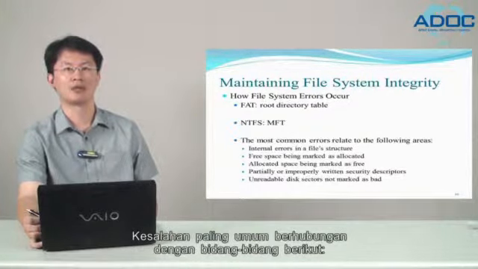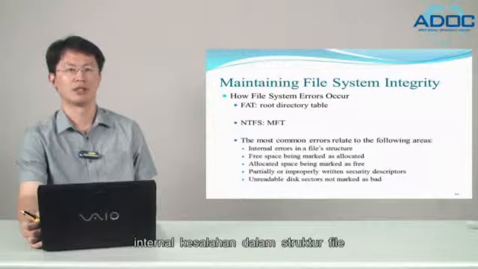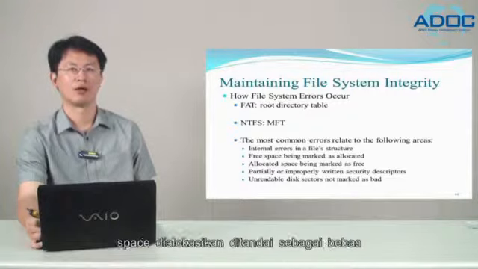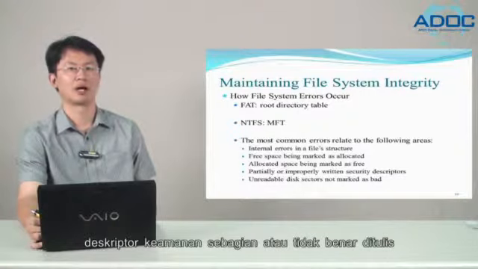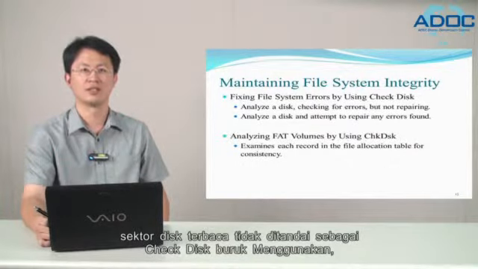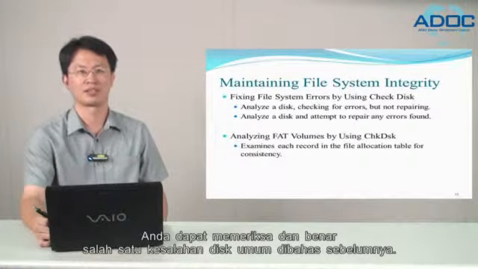The most common errors relate to the following areas: internal errors in the file structures, free space being marked as allocated, allocated space being marked as free, partially or improperly written security descriptors, and unreadable disk sectors not marked as bad. Using Check Disk, you can check for and correct any of the common disk errors discussed previously.